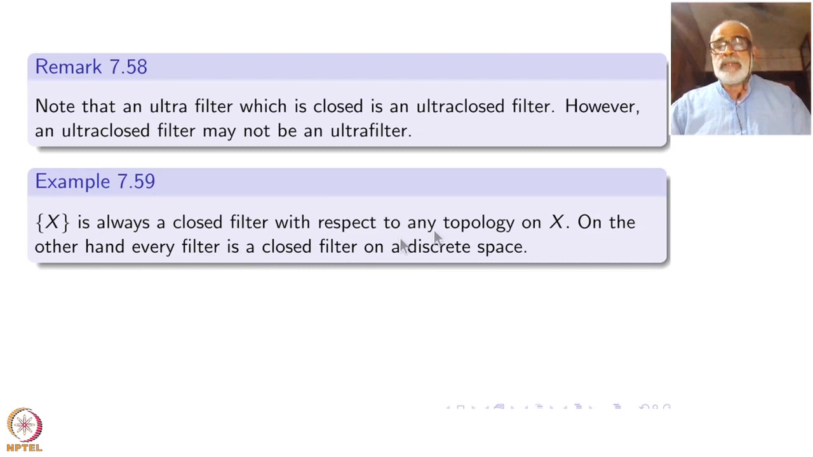Now let me have some examples. The singleton {X} is always a closed filter because X is always closed in whatever topology you take, with respect to any topology. On the other hand, every filter is a closed filter on a discrete space because every subset is closed also, right? So you can take the filter itself as a base if you like, no problem. So these are some easy examples of closed filters.